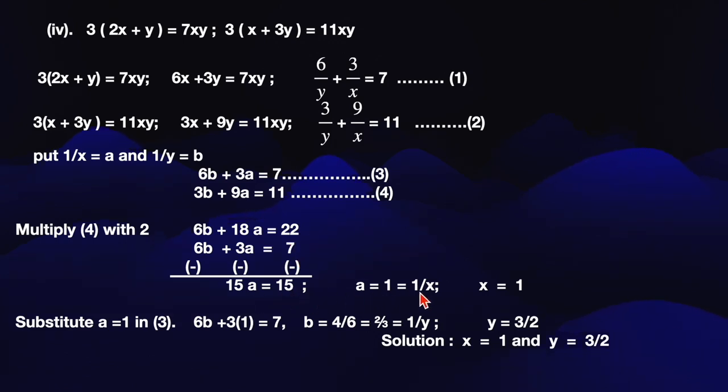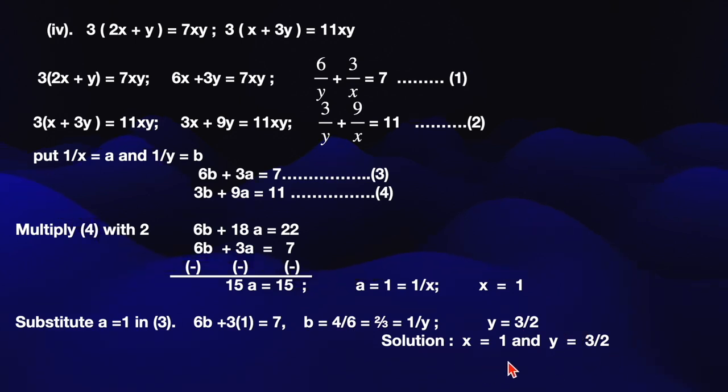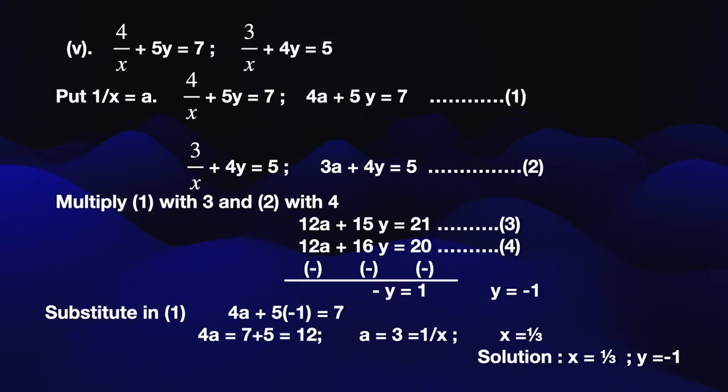So a is equal to 1. 15 upon 15 is equal to 1. But what is a? a is 1 upon x. So write down 1 upon x. So x is equal to 1 upon 1, that is 1. Okay. Now substitute this value of a is equal to 1 in this equation and get the value of b. You will get 2 upon 3. Now b is what? 1 upon y. So 2 upon 3 is equal to 1 upon y. So y is equal to 3 upon 2. So this is the solution. x is equal to 1, y is equal to 3 upon 2.